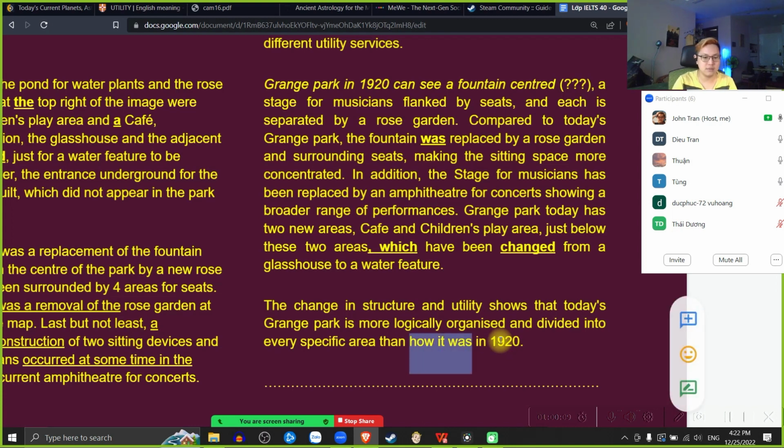How it was, how it used to be back then. Then how it was in 1920.